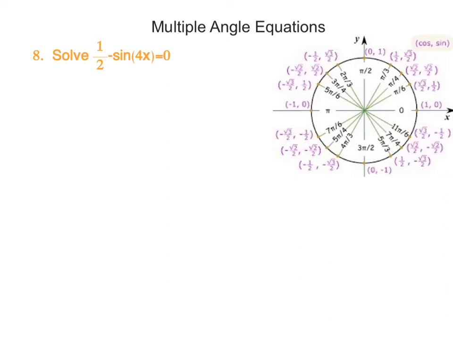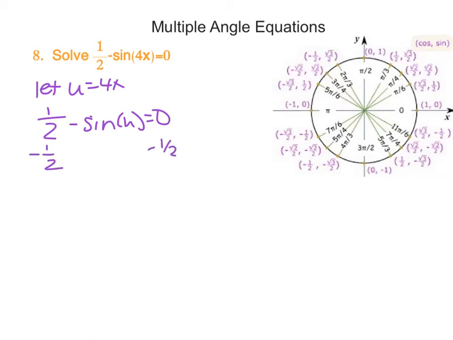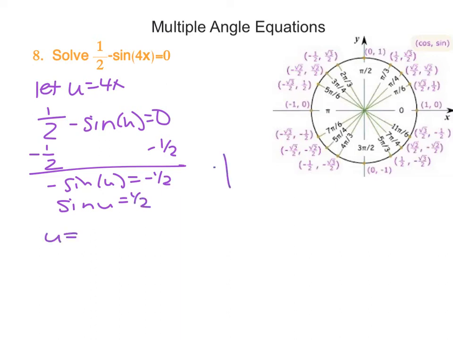Now we're on to multiple angle equations. So you'll notice that instead of having an x in here, this has a 4x. Okay? So we're going to kind of treat this. I'm going to basically let u equal 4x. I'm just going to use some substitution and show you what I'm doing. So that's 1/2 minus sine of u equals 0. So we're just going to pretend it's any variable and solve it like we normally would. So that means I'm going to subtract 1/2. It gives me negative sine u equals negative 1/2. Sine u equals 1/2.